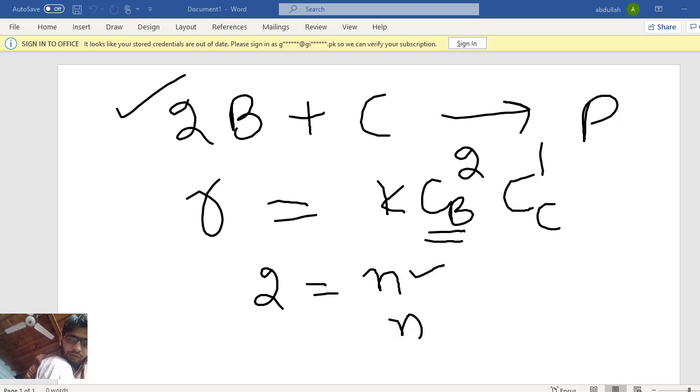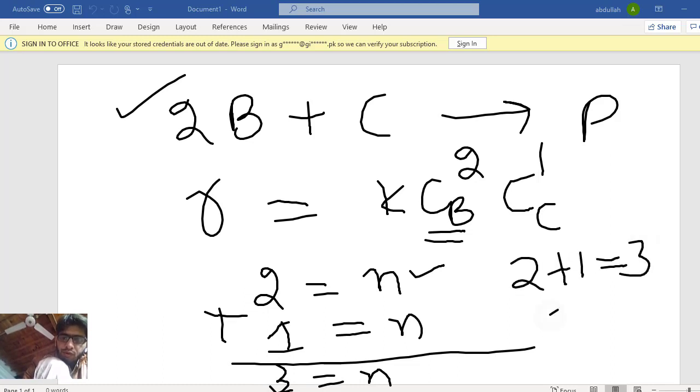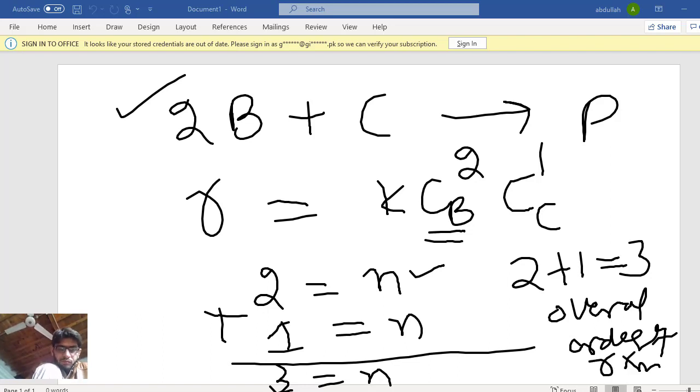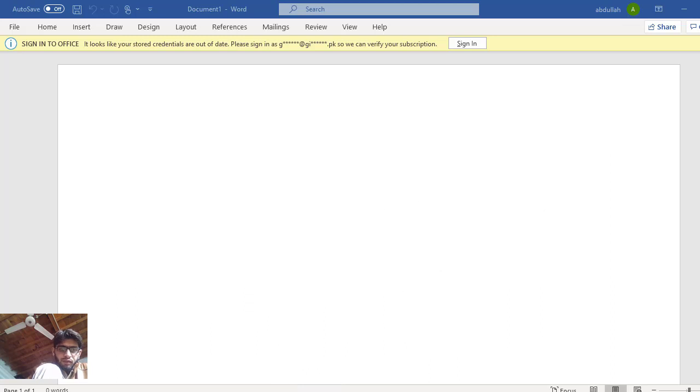Similarly, the order of reaction with respect to C is 1, and the overall order of reaction is 1 plus 2, which is 3. This is the overall order. 2 plus 1 is the overall order of reaction. These are the elementary reactions.